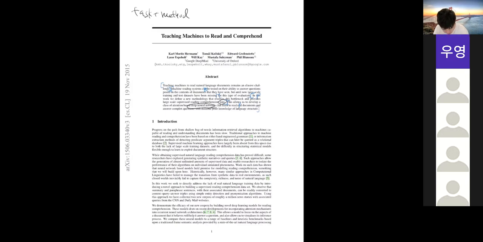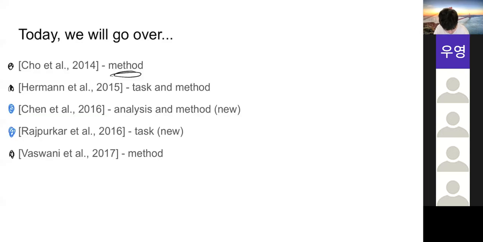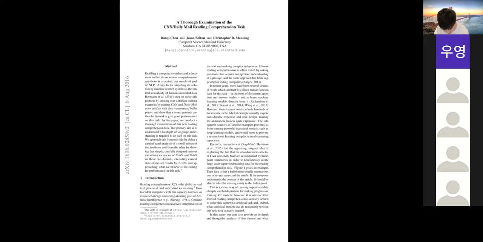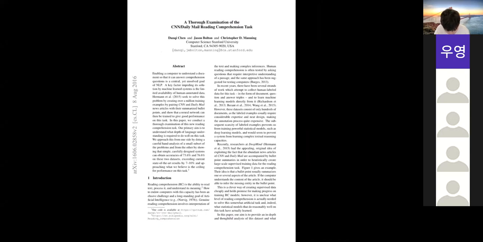All right. But we can do similar things on the introduction too. How about the third paper, Chen et al.? We haven't discussed this paper in this class, but let's take a look. The title reads, A Thorough Examination of the CNN/Daily Mail Reading Comprehension Task. It says, enabling a computer to understand a document so that it can answer comprehension questions is a central yet unsolved goal of NLP. This is background, right? A key factor impeding its solution by machine learned systems is the limited availability of human annotated data. This is also kind of background, right?